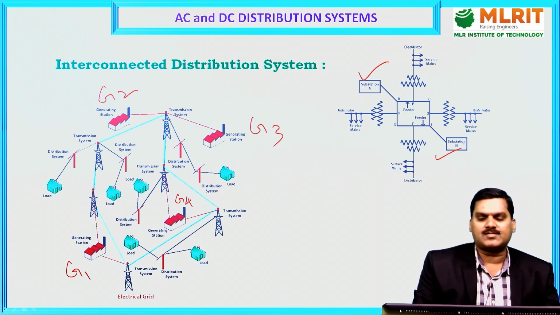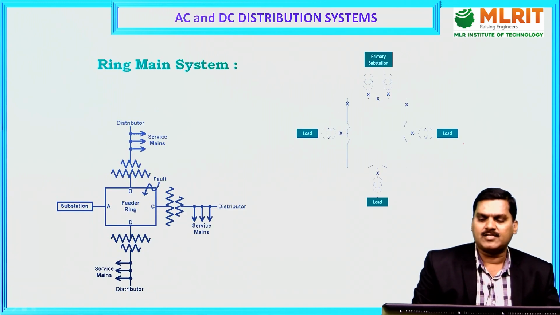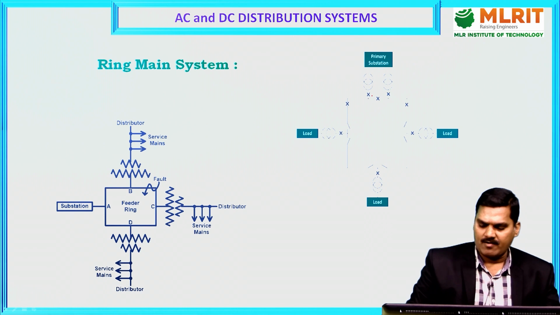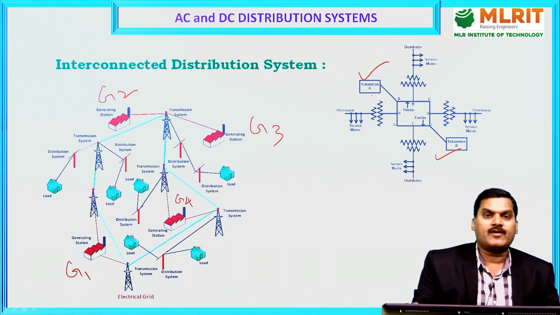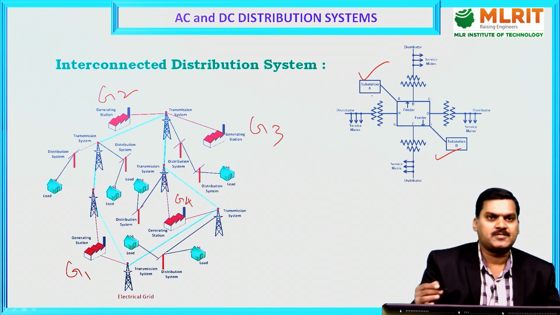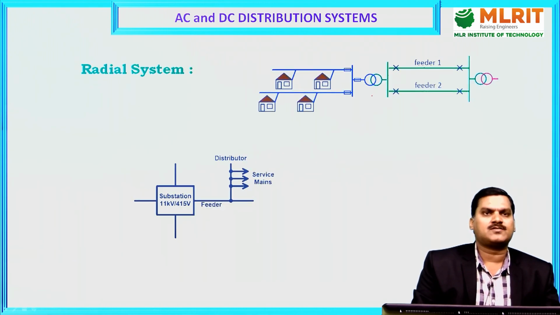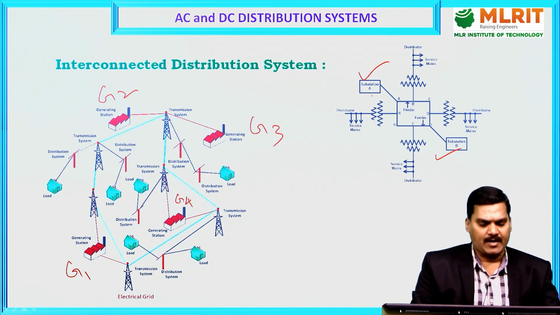As in the ring main system, you can supply power. The difference is that the ring main system has only one supply and different consumers connected in a ring way, whereas here there are different suppliers, different feeders, G1, G2, G3, G4, and different substations, the transmission network, everything. So the interconnected system involves all kinds of substations and generating stations, distribution systems also. So these are the 3 types of distribution by the nature of the connection: radial system, ring main system, interconnected system.